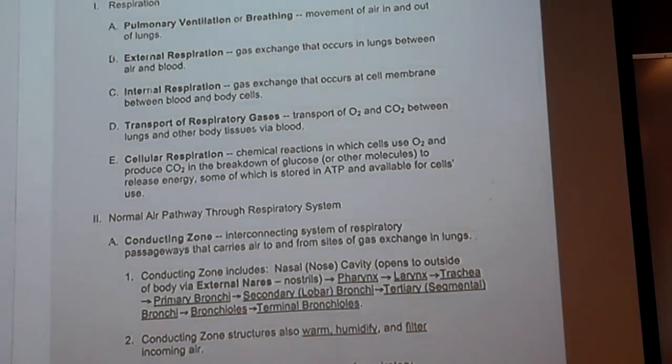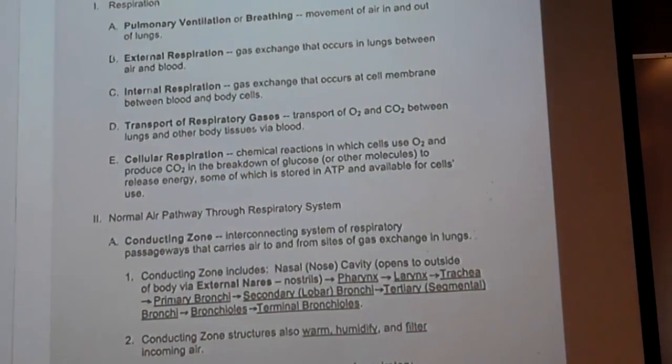Major energy storage molecule. Without it, you don't make enough to keep your cells alive. You don't have enough energy available. So with oxygen, more energy is available. You're not making energy, you're making ATP to trap energy.